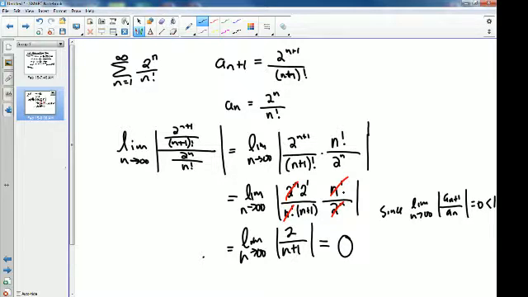So since the limit of the ratios equals 0, which is less than 1, the ratio test is less than 1. The series from n equals 1 to infinity of 2 to the n over n factorial converges. Okay. So the real trick here is to get that simplified properly.